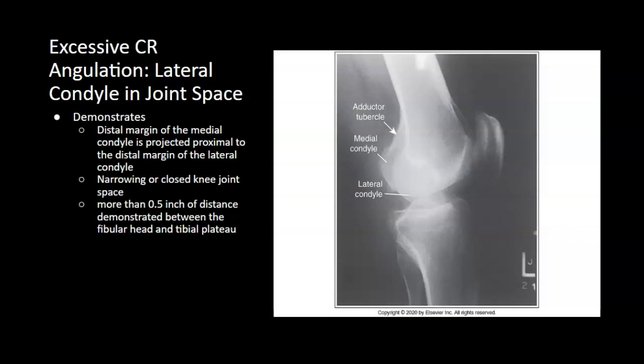Now, when that central ray angulation is excessive, more than that 5 to 7 degrees, or at 7 degrees, we may need to bring it down to 5, depending on the individual's anatomic structures. The distal margin of that medial condyle is projected above that lateral condyle. Narrowing, or you'll see a closed joint space, and you'll also see more than 1/2 inch of the distance demonstrated between the fibular head and the tibial plateau.